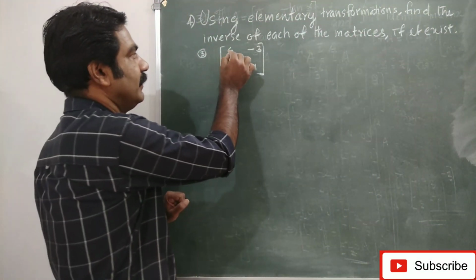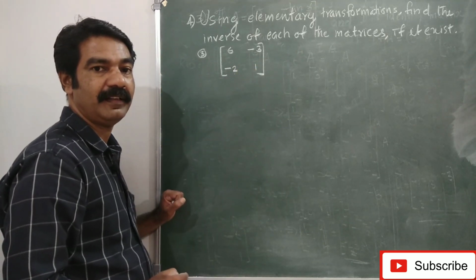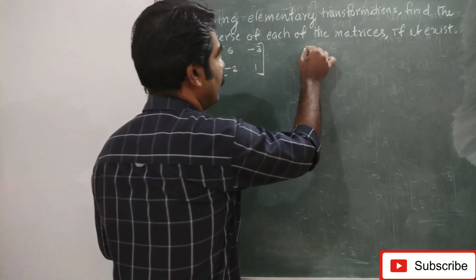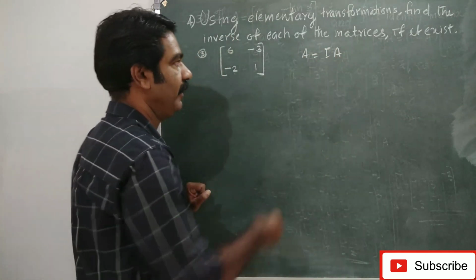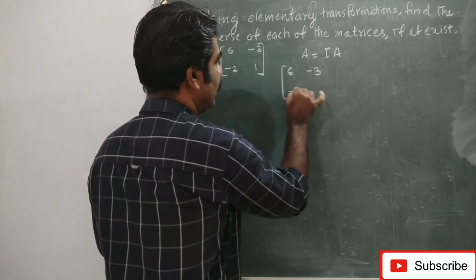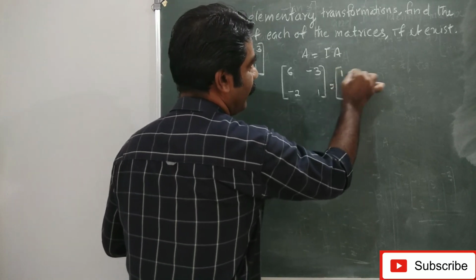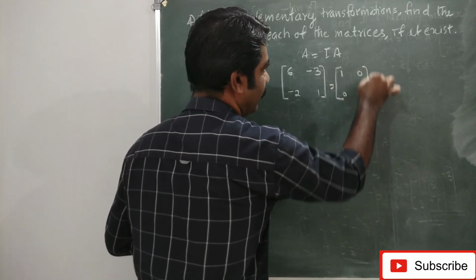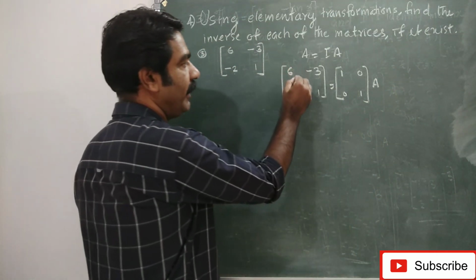See, matrix 6, minus 3, minus 2, 1. We have to find the inverse. So as before, we write A is equal to IA. This is matrix A. So matrix 6, minus 3, minus 2, 1 is equal to I, which is 1 0 0 1, into A. Now we have to make this into I.